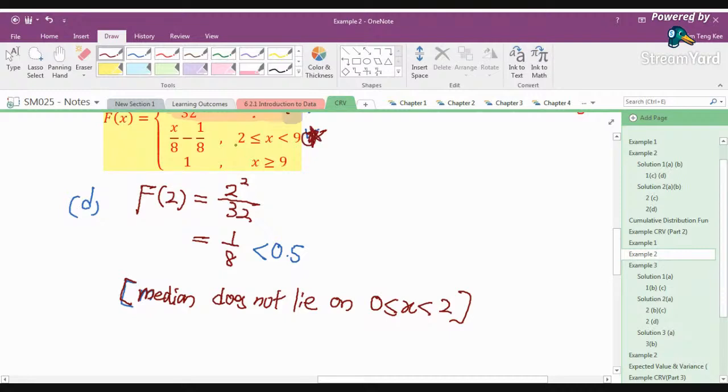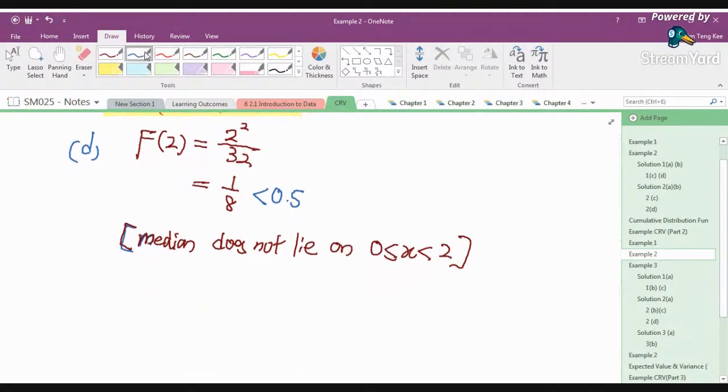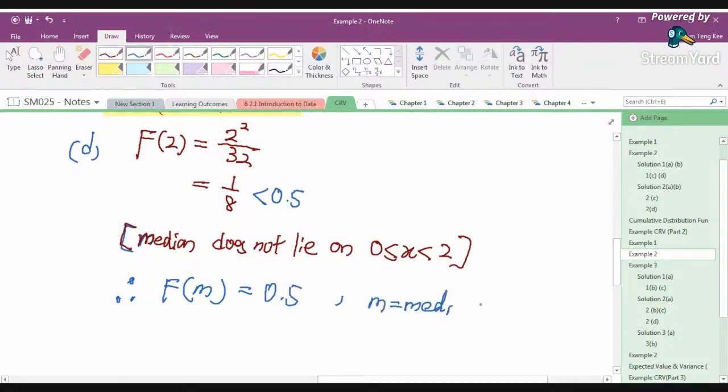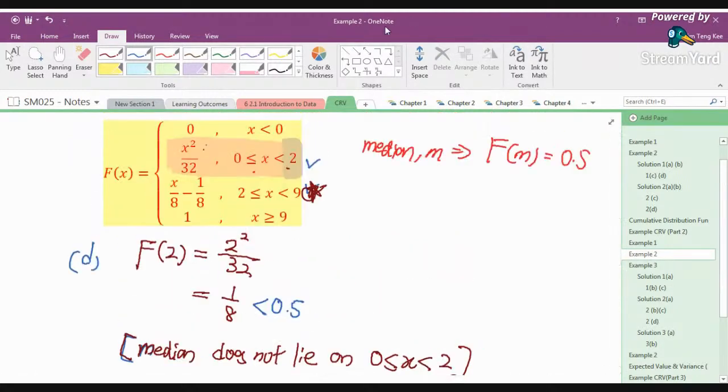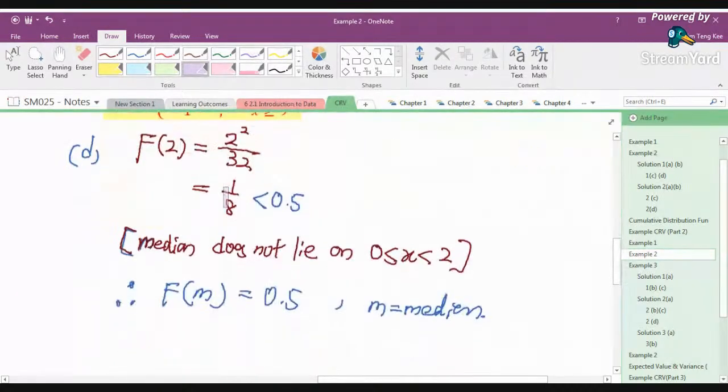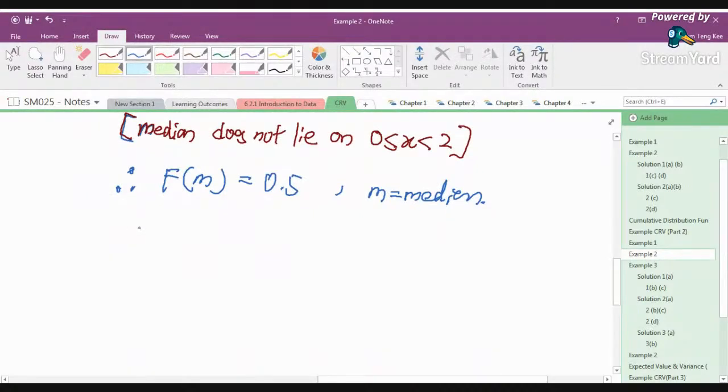This one only. It's impossible to be the last one, because in the last one F is already equal to 1. So therefore, from there, we can proceed with our calculation of F(m) equals to 0.5, where M happens to be the median. So now we're going to substitute F(m) into the third function, x over 8 minus 1 over 8. So what we have here is x over 8 minus 1 over 8 equals to 0.5.